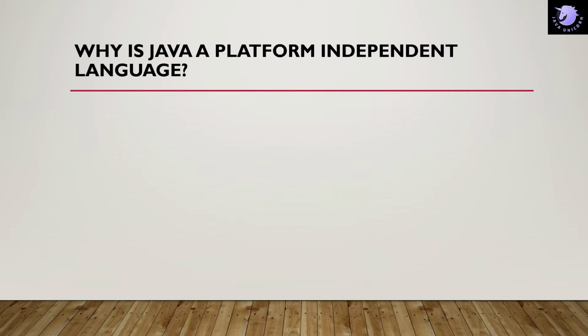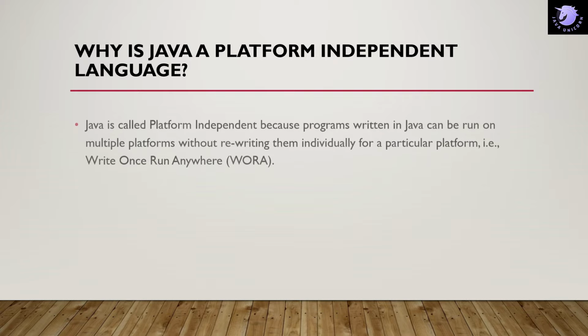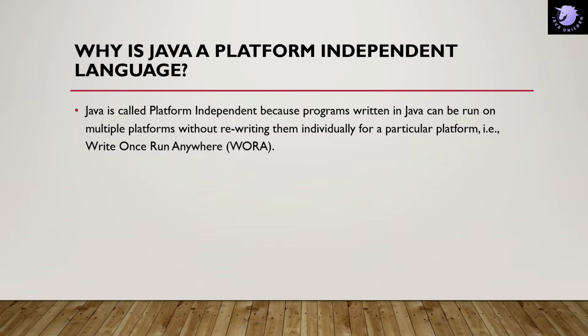The first question the interviewer may ask you is, why is Java a platform independent language? Basically, we can compile a Java program and run it on any platform, that means on any operating system, like Windows, Linux, or Mac. Once we have a compiled version of our Java source code, we can run that code on multiple machines. So it follows the principle of WORA, that means write once, run anywhere.